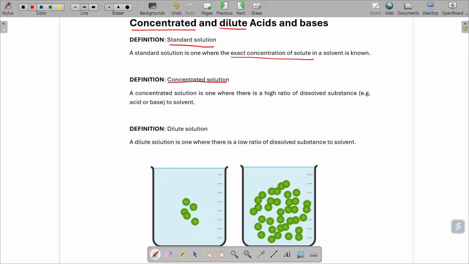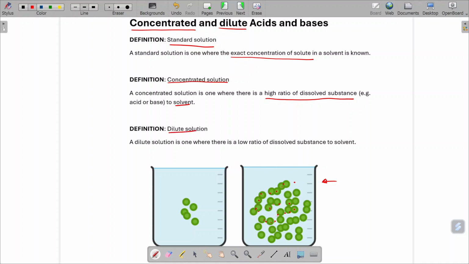So a concentrated solution is one where there is a high ratio of dissolved substance to the solvent. So this is the same for acids and bases. If you look at this image on the right here, this is an example of a concentrated solution. You'll see there are many particles in this solution. So there are a large number of the dissolved substance particles in the same amount of solvent. In this case, could be water.